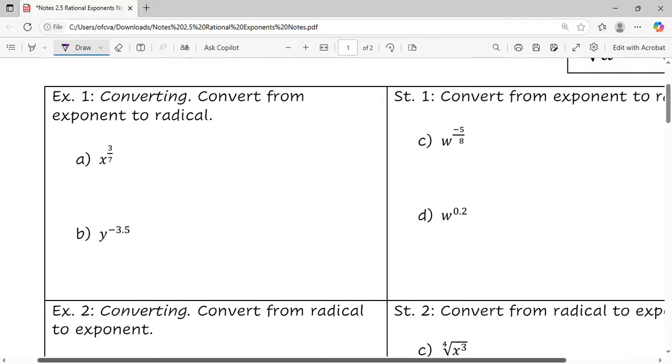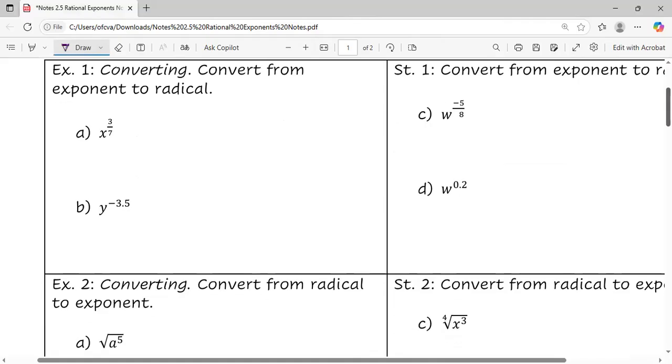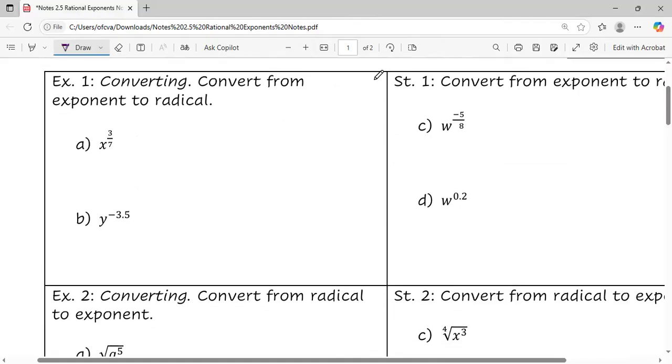I'll make this a little bigger. There we go. So for example 1, convert from exponent to radical. And of course, these things are not going to stay super easy. They're going to get a little more difficult, and they're going to require skills that you learned even in grade school or middle school.